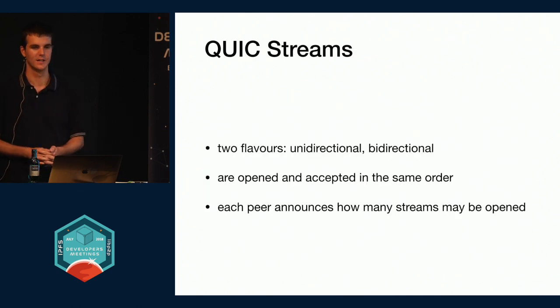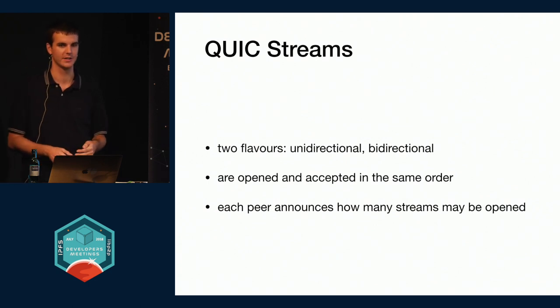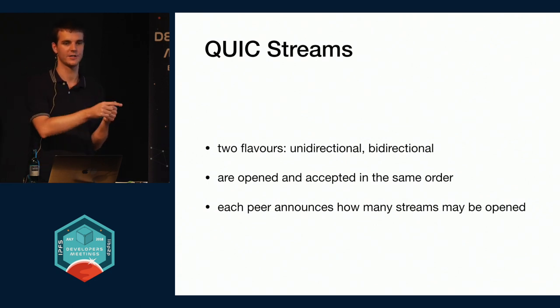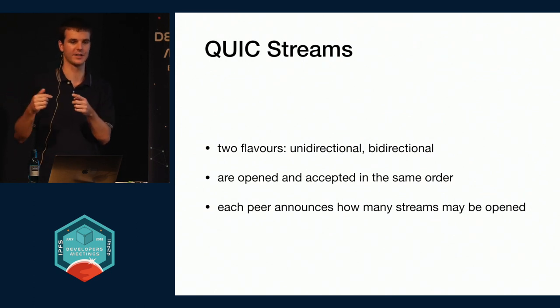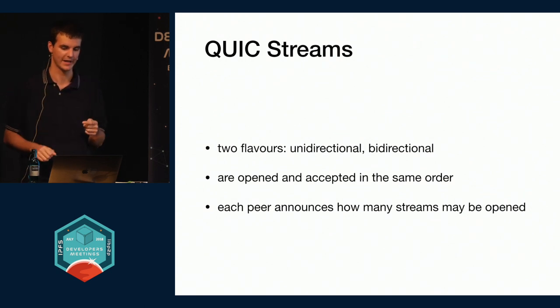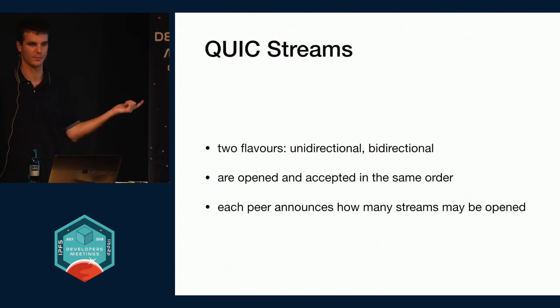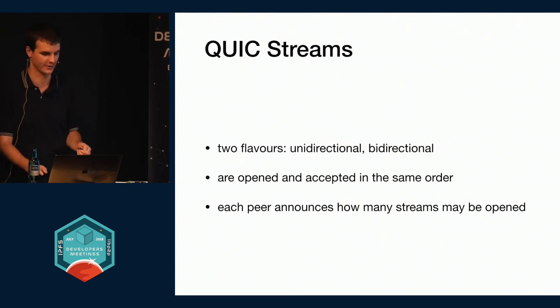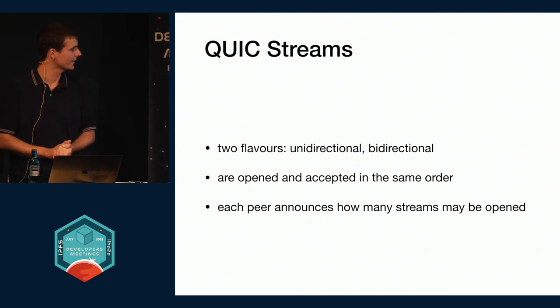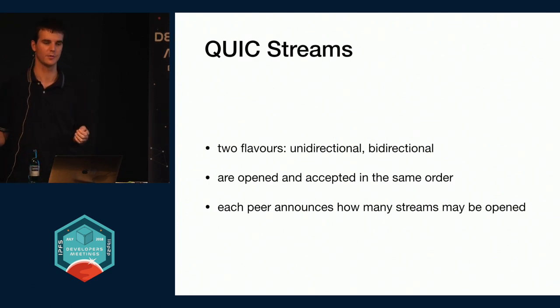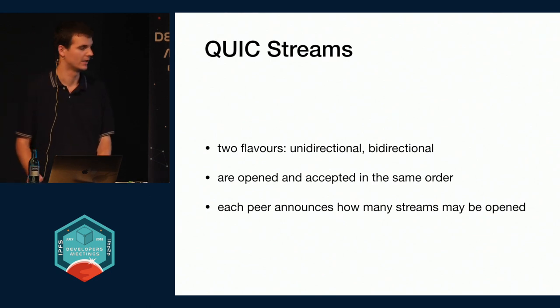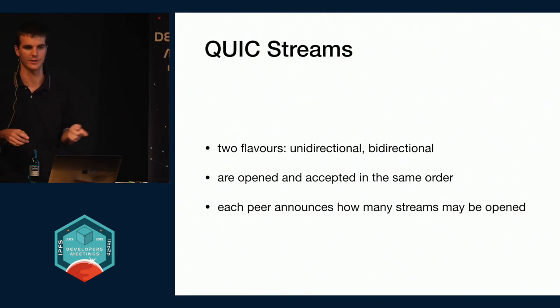Streams in QUIC come in two flavors. There are unidirectional streams, so you can open the stream and you can write to it. The other side can only read, and it can't write any data back. And there are bidirectional streams where both peers can send and receive data. Streams are always accepted in the same order that they were created by the peer, which makes it really useful for building protocols on top of that. And this even applies if packets are reordered and lost on the network.